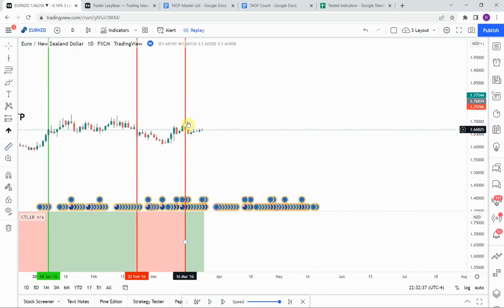All right, so a long signal right here. Again, we get a little bit of a pullback on that long signal there. It does come down and unfortunately stops us out one more time. Let's go ahead and continue on.